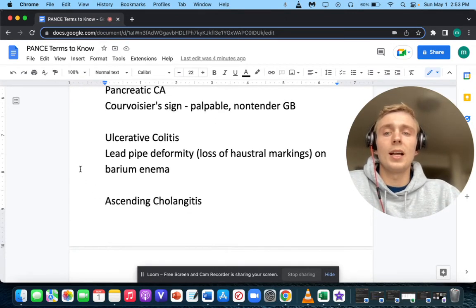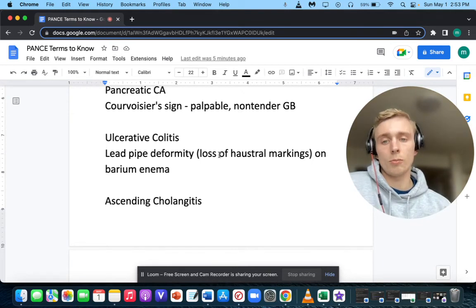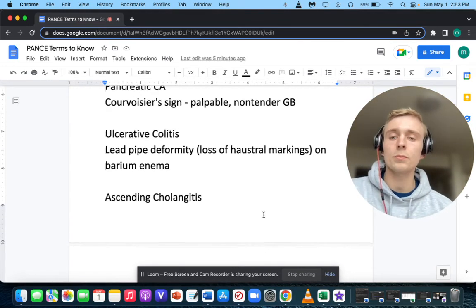How about if you have a lead pipe deformity? This is loss of haustral markings on barium enema, and you want to think of ulcerative colitis, as opposed to Crohn's, which had those skip lesions. So Crohn's was skip lesions, and ulcerative colitis is the lead pipe deformity, the loss of haustral markings on the barium enema.